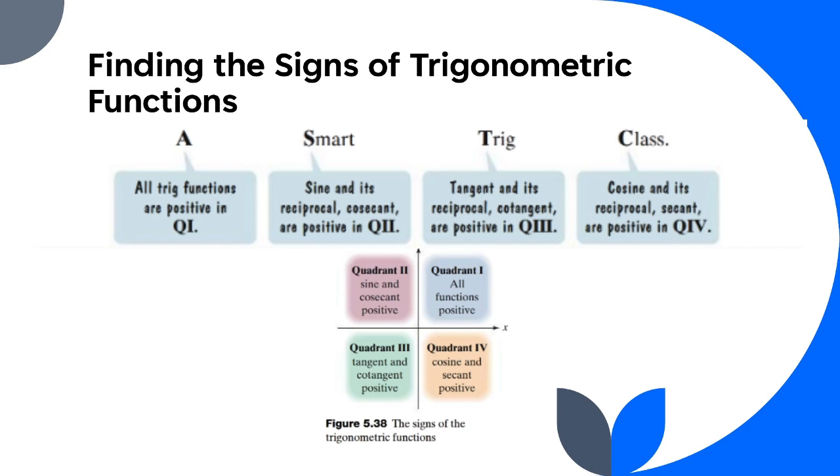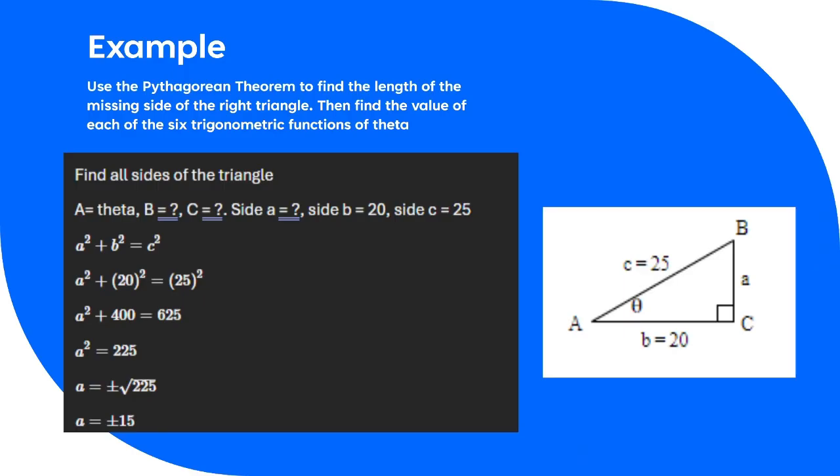These are pretty much helpful when you want to try and find any value for your x and y value based on the location. This helps a lot with bearing problems, finding out positioning in problems. My example is one from the practice homework. This is using the Pythagorean theorem to find the length of the missing side of the right triangle, then finding the value of each of the six trigonometric functions of theta.